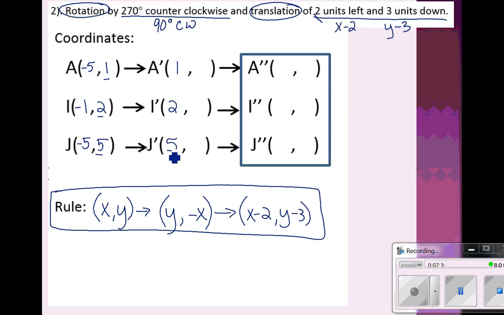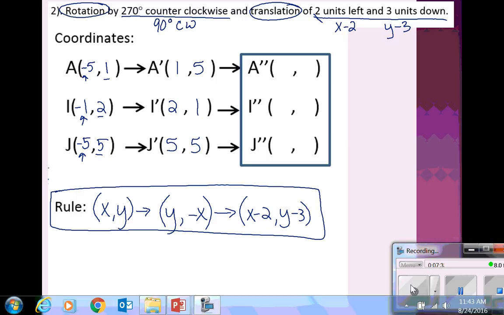Then I know that I have to move x to the back and make it the opposite. So here are my x values. The opposite of negative 5 is 5. The opposite of negative 1 is 1. The opposite of negative 5 is 5.